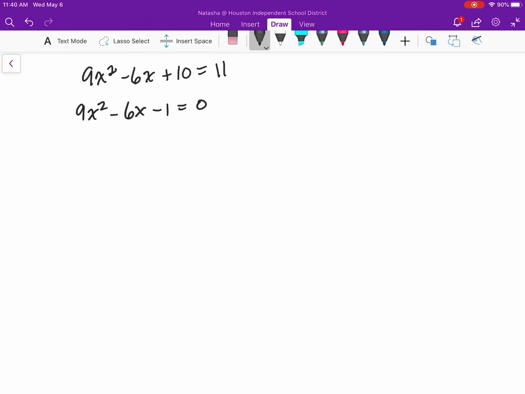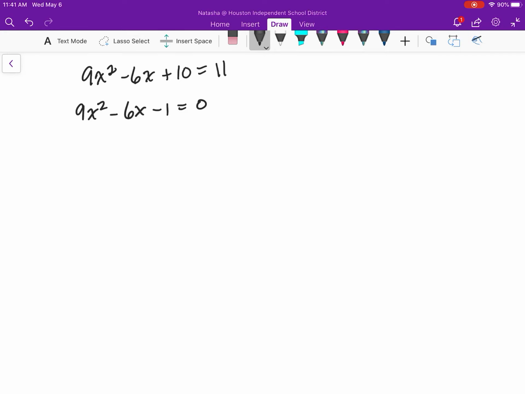Now, obviously, we have no greatest common factor, and there's no factors of 1 that are going to add up to 6. So this equation is not factorable using our normal factoring method. And our a value is greater than 1, and our b value is not an even number. So we are definitely not going to complete the square. We want to use our hard-hitting tool, the quadratic formula.